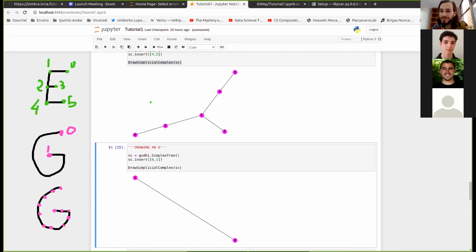Thank you. When we will do topological data analysis in 2 weeks, we will put in a little bit of geometry. So we will be able to tell that an I is different from a G. But at the moment, this is the same thing for us.